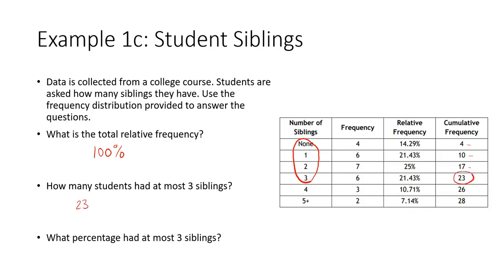To find the percentage, again, we could add up all of these percentages here for those first 4 groups. Or we can just find 23 divided by 28, which is 0.8214, or 82.14%. And barring the differences in rounding, you get the exact same answer no matter which way you do it.